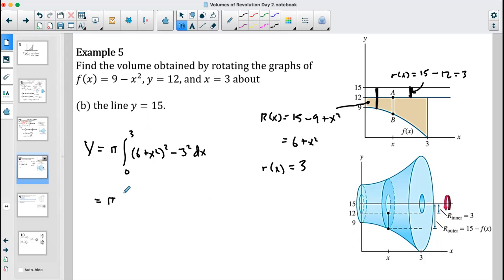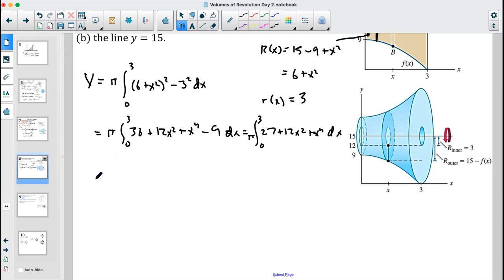And I'll do a little math here. If I square this thing, I get 36 plus 12x squared plus x to the 4th, minus 9 dx, which is really pi times the integral from 0 to 3 of 36 minus 9, which is 27, plus 12x squared plus x to the 4th dx. Now I do some integration because that's what calculus is about. 27x plus 4x cubed plus x to the 5th over 5, evaluated from 3 to 0.